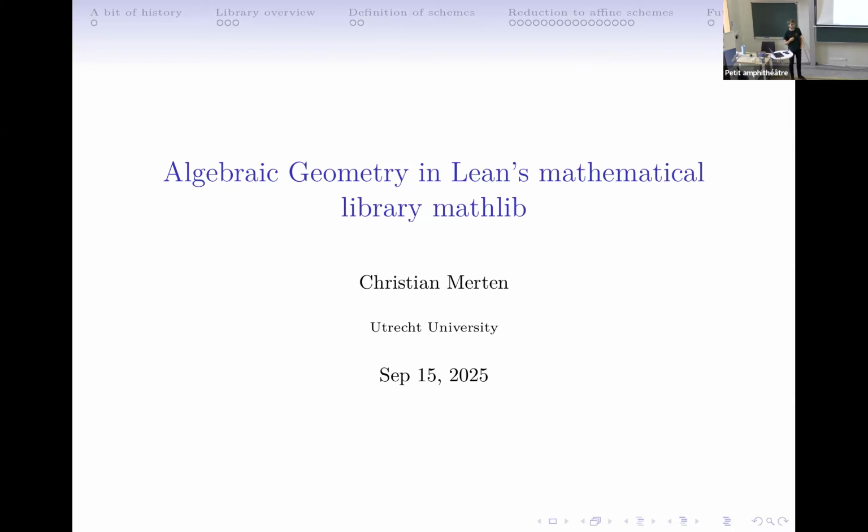I'm Christian Merten. For those of you that don't know me, I'm a PhD student of Johan Commelin, based in Utrecht, and I'll tell you a bit about algebraic geometry in Lean's library mathlib. And with mathlib we've already heard today. But let me start with saying what this algebraic geometry is about.